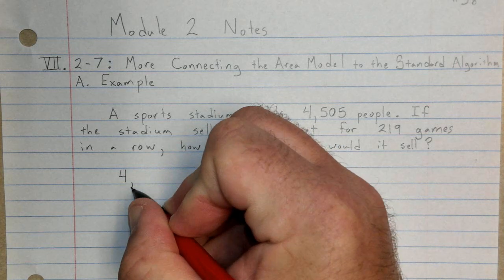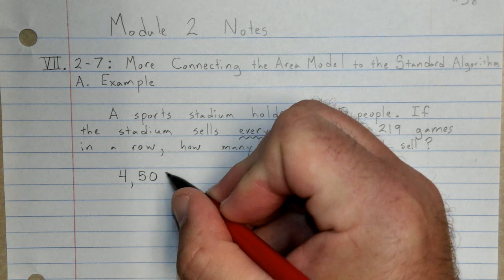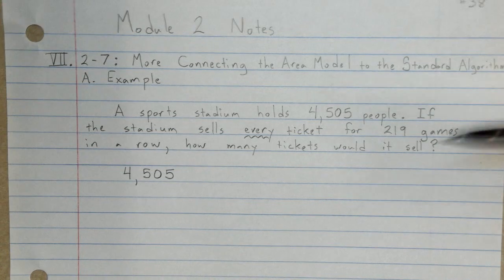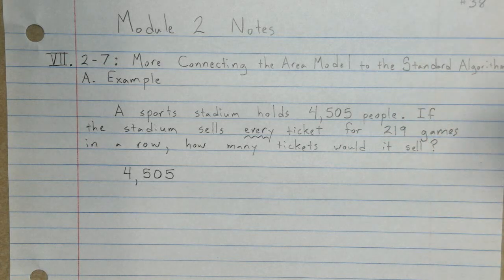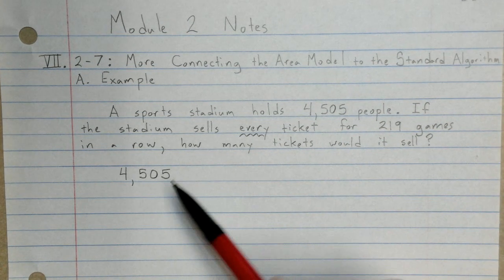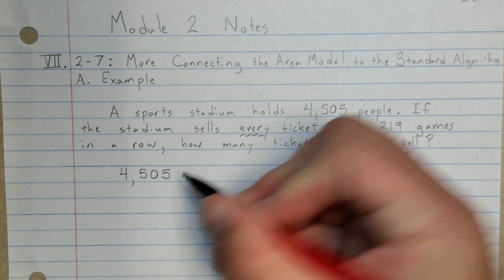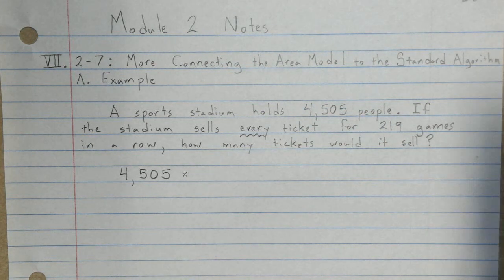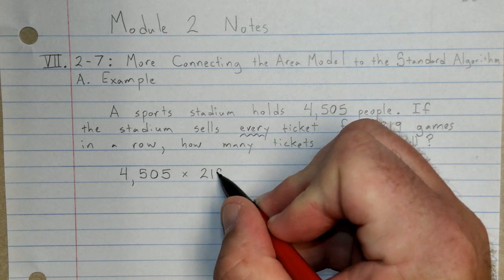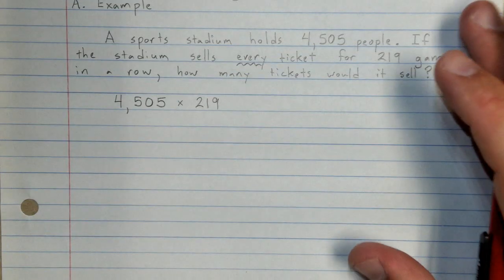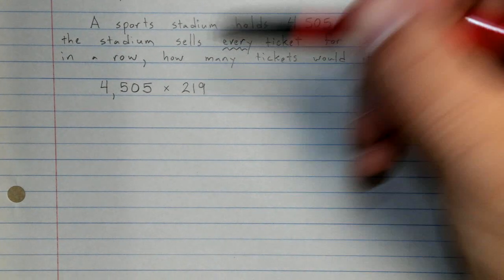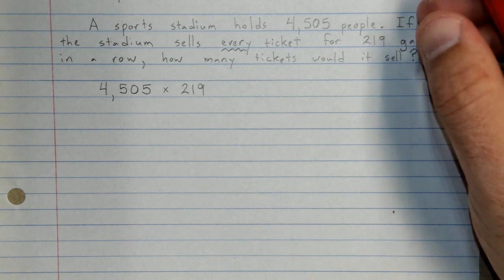I'll start by writing that down here, 4,505. And I know I keep jumping back and forth between people and tickets, but hopefully you understand each person needs a ticket, so that's why those go together. 4,505 tickets. Now, if they managed to fill the stadium 219 times, then I'm going to be doing some multiplication to figure out how many tickets were sold. Now, we are going to start by doing the area model, but I will show you with the standard algorithm as well.